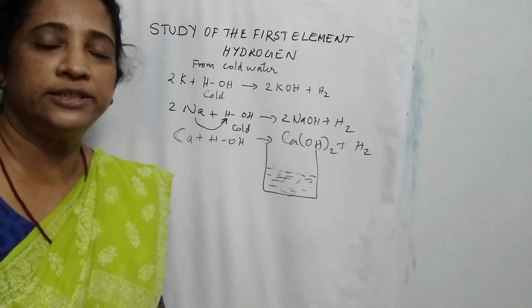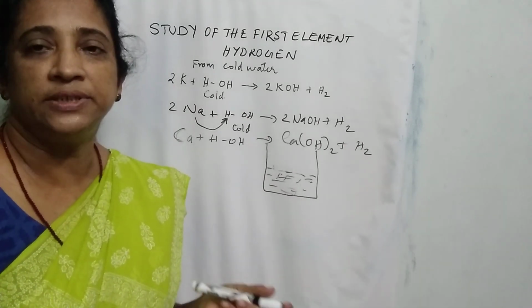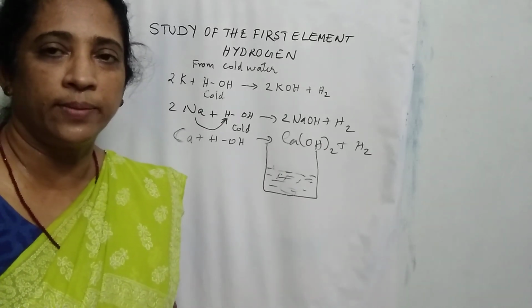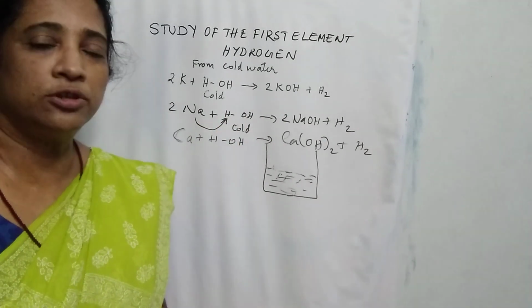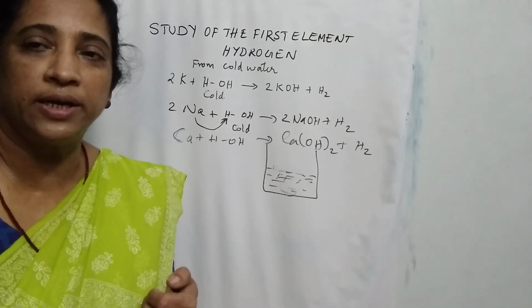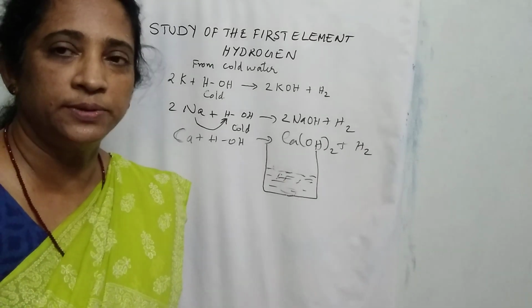But usually calcium is not used for preparation of hydrogen because calcium is expensive when compared to sodium and potassium. So learn the three equations for the preparation of hydrogen from sodium, potassium and calcium, and the observations also. Study the observations.